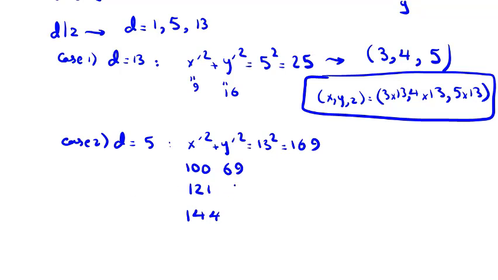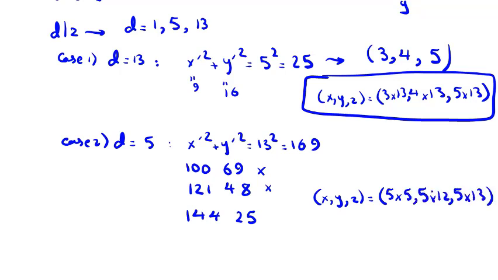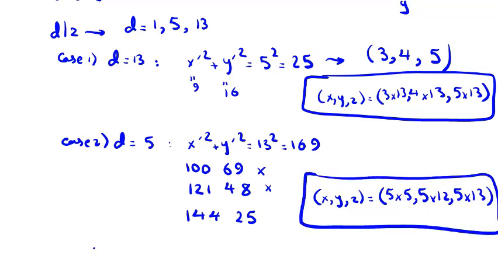And if it is 1 to 1, then it is what? It's 8. Let's subtract. It's 48. So it is bad. It's 4, it is 5, 20. So it's good. So in this case, x, y, and z equals: one of them is 5 times 5, the other one 5 times 12, and the other one 5 times 13. So we have another answer when d is 5.